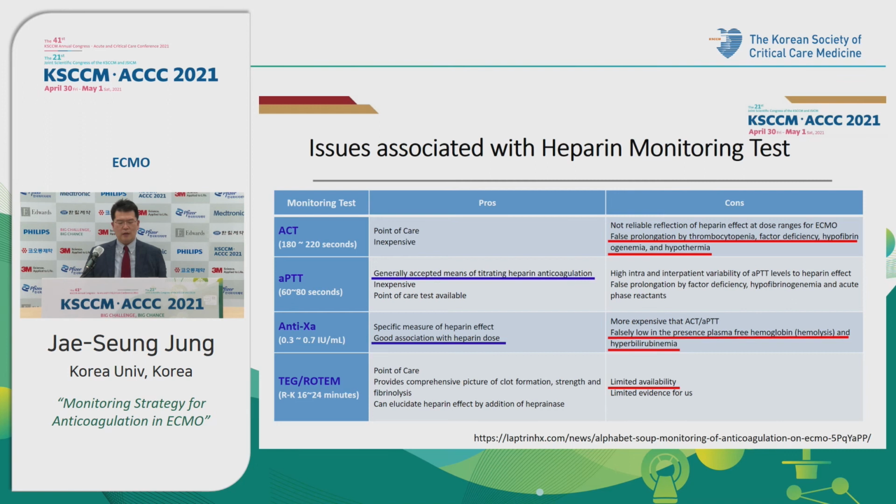Anti-10A, as I mentioned many times in this presentation, has a very good association with the heparin dose. Some centers already use this, my center also, and so I recommend it. This assay is a very good method for proper heparin level check in ECMO patients. But anti-10A is falsely low in the presence of plasma-free hemoglobin, like hemolysis, and hyperbilirubinemia.